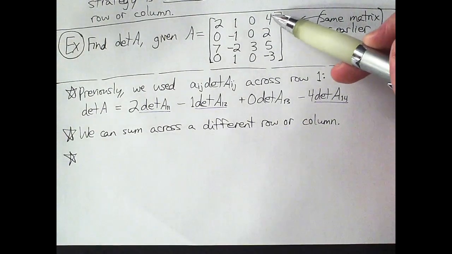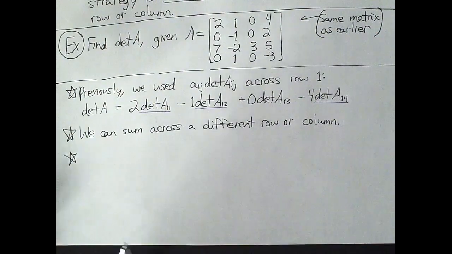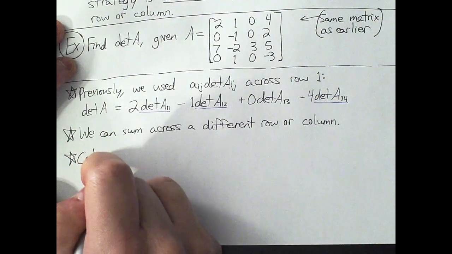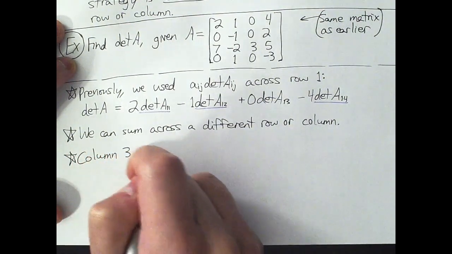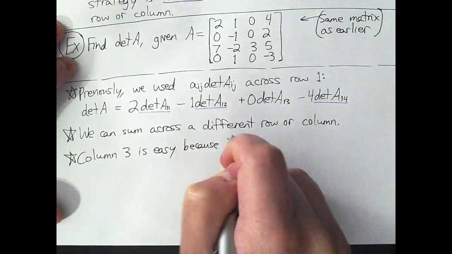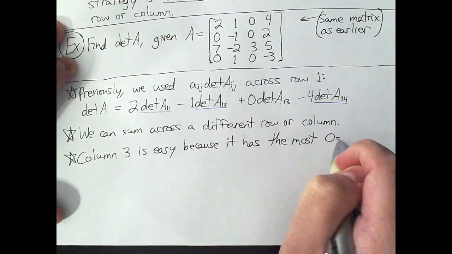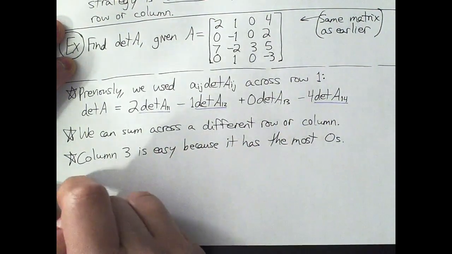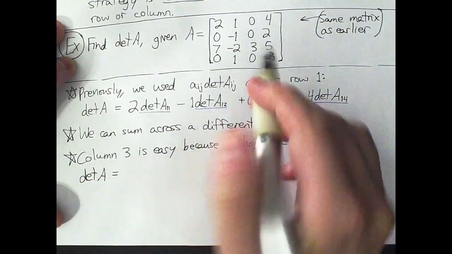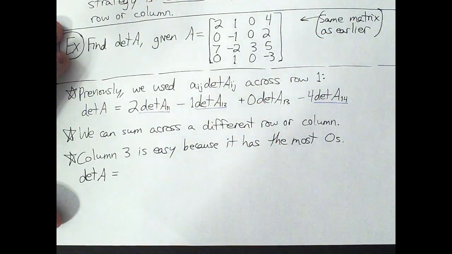You could use column 4, and then you've got 4 times a submatrix, minus 2. You could do that, but I think the one that looks the best is column 3. Column 3 is easy because it has the most zeros. If we do that cofactor expansion across column 3, starting up here and working our way down, as long as you do the whole column, that's okay.